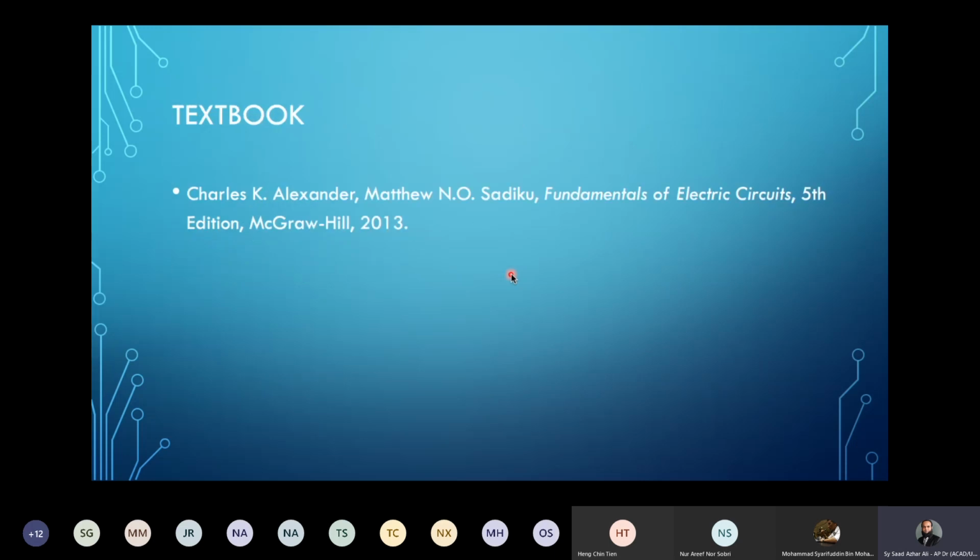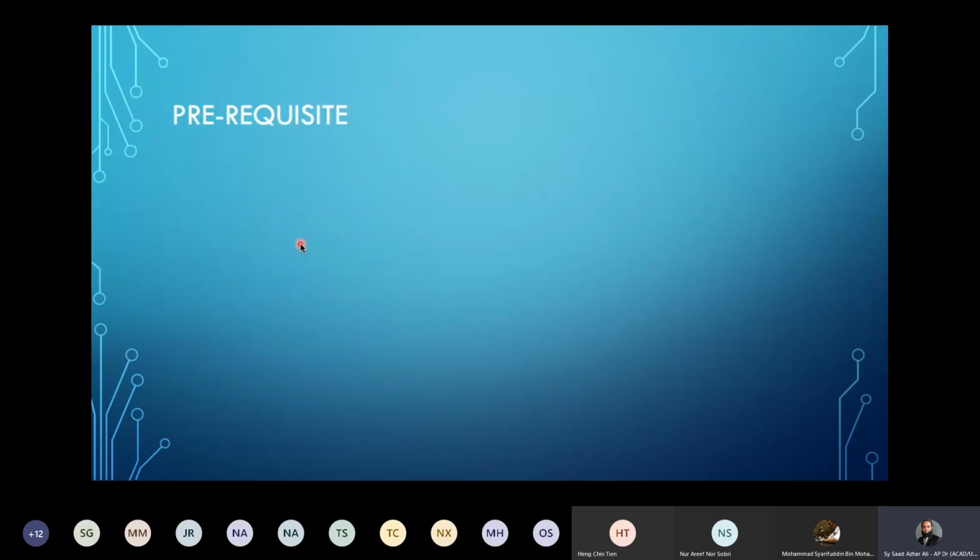All right, the textbook that I'll be following is Fundamentals of Electric Circuits, 5th edition, and it's basically a very good book, and I hope you can easily find it online as well.